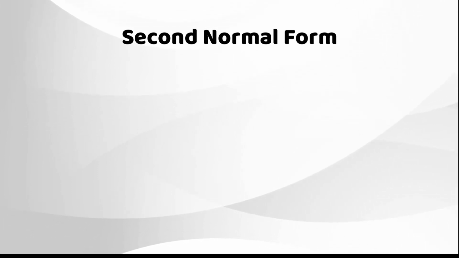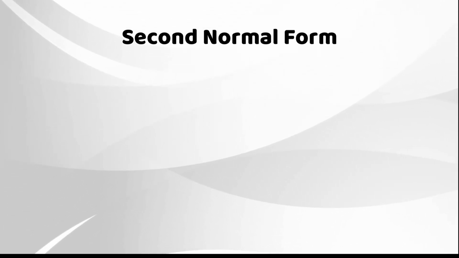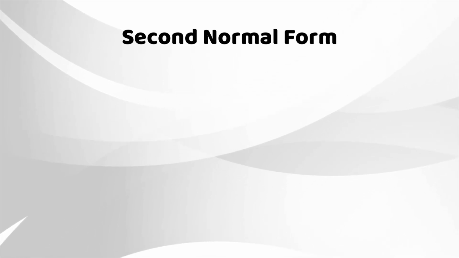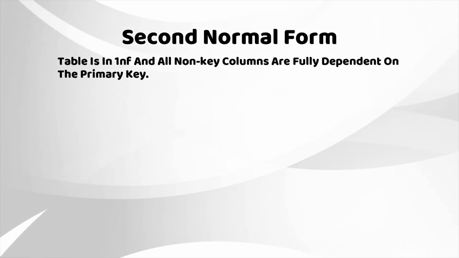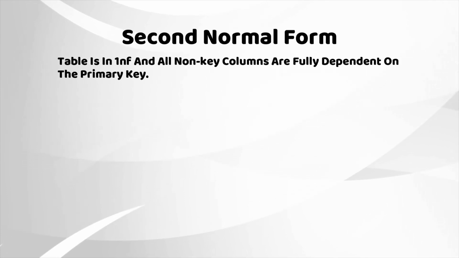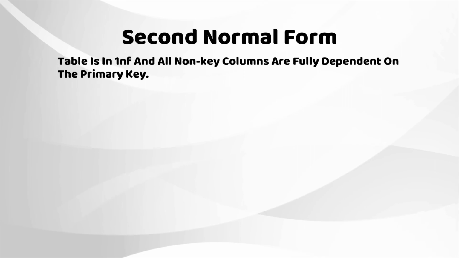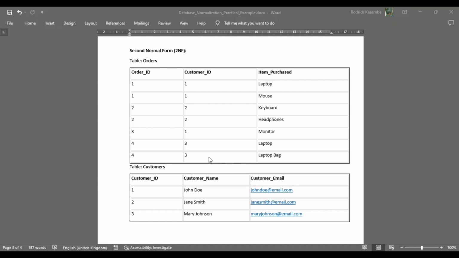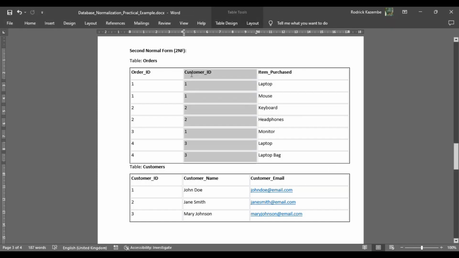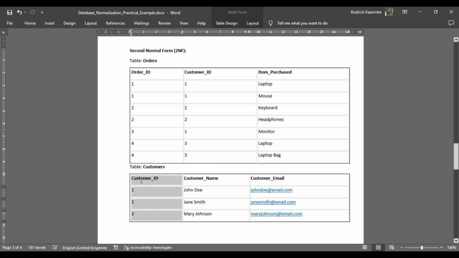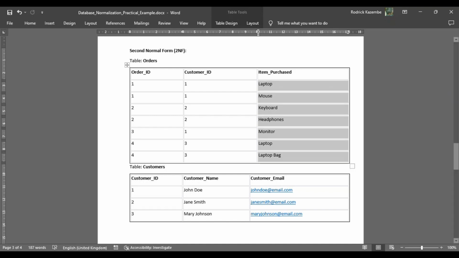Second normal form, or 2NF, is achieved when a table is in 1NF and all non-key columns are fully dependent on the primary key. In other words, each non-key column should be related to the entire primary key, not just part of it. In this example, we will transform a table in 1NF into 2NF by separating columns that are not fully dependent on the primary key into new tables and creating appropriate relationships between them.